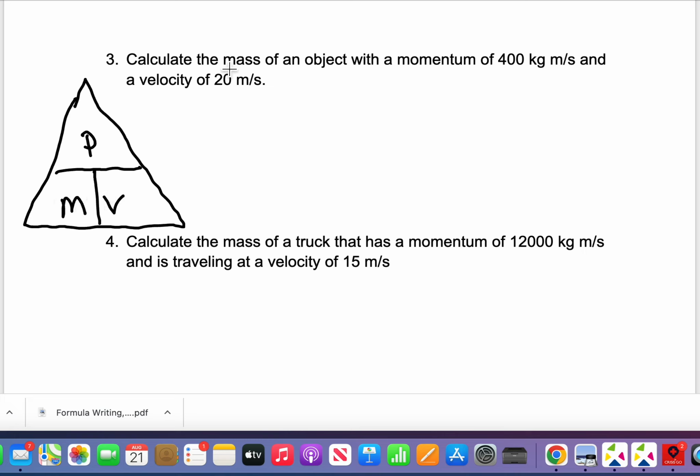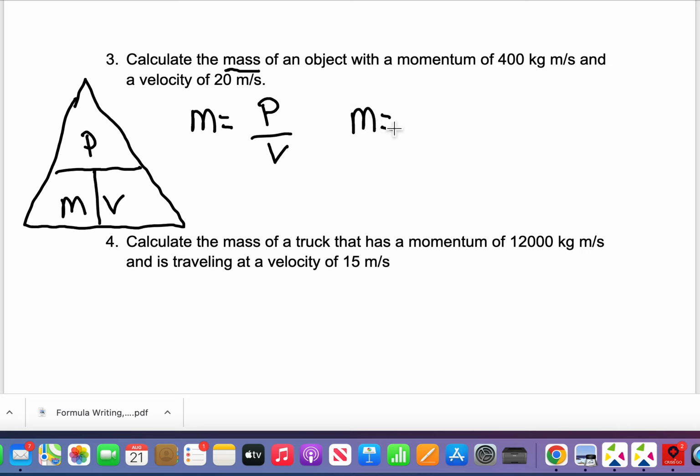Okay? So this says calculate the mass. So we want the mass, so we want to know what M equals. Well, if we cover up M, M is equal to P divided by V. So that's how you could use the momentum triangle. If you're looking for M, well, it's P divided by V.